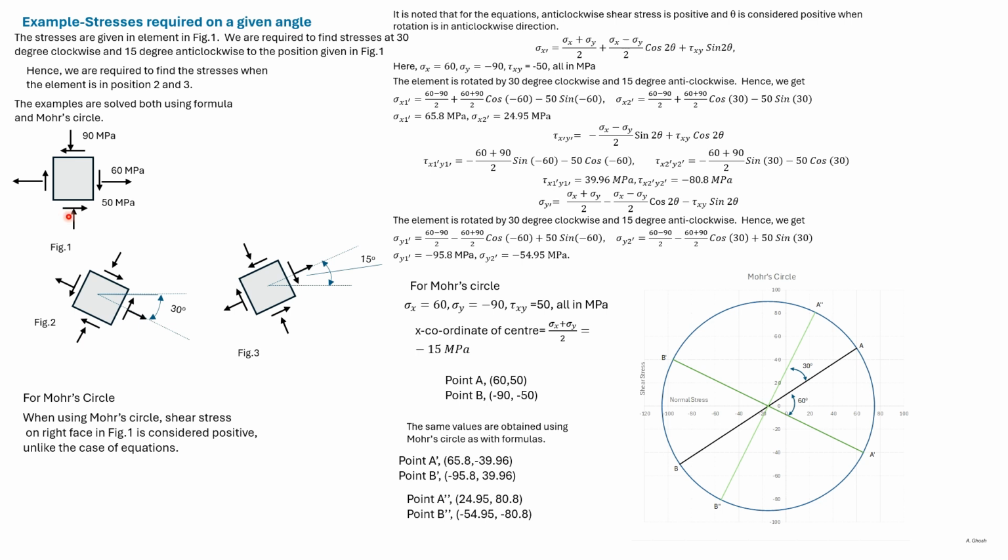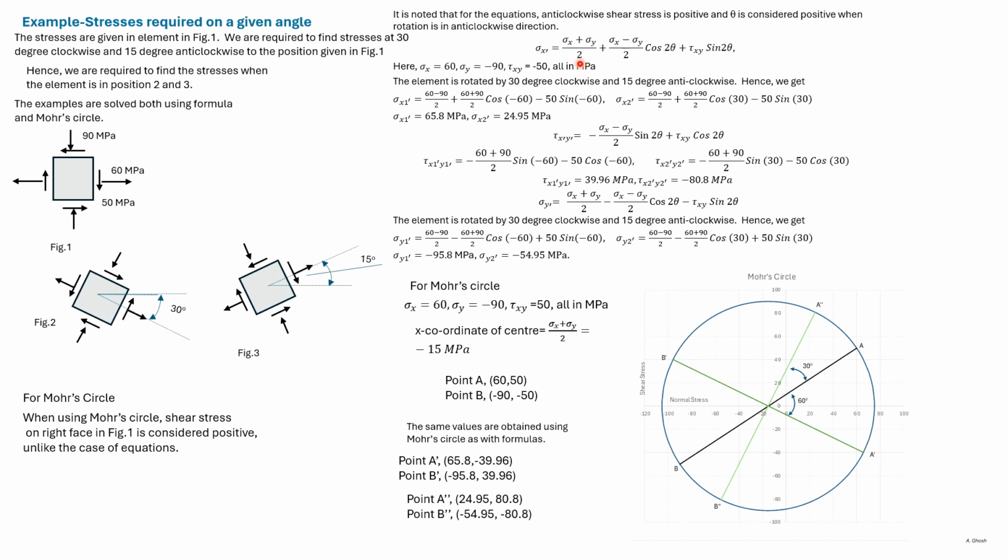Here we have an element with the stresses acting on it given, and we are required to find out the stresses that will act on it if it is rotated 30 degrees in the clockwise direction and 15 degrees in the anti-clockwise direction. There's a tensile stress acting in the x direction, a compressive stress acting in the y direction, and a clockwise shear stress acting, which in the case of formulation we consider as negative.